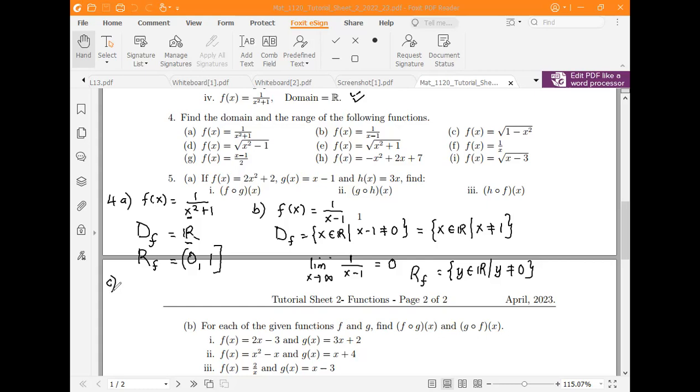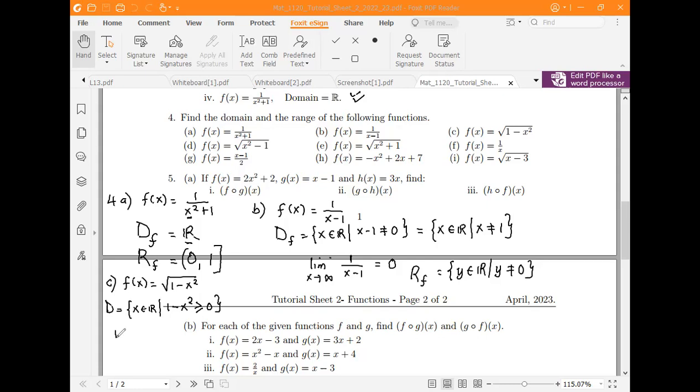See, the f of x given is a function 1 minus x squared. We want to get the range, the domain first. The first thing to write is that the domain is going to be x, a real number, such that 1 minus x squared is greater or equal to 0. That is the domain. Okay?